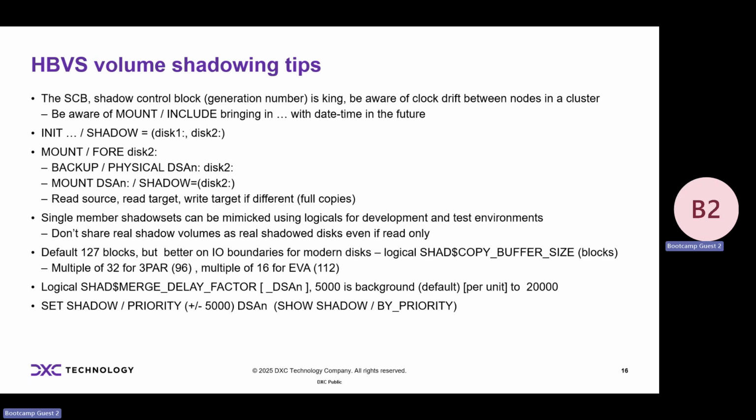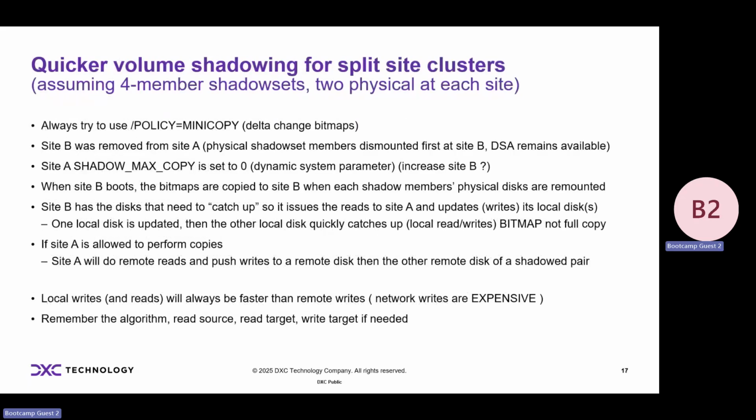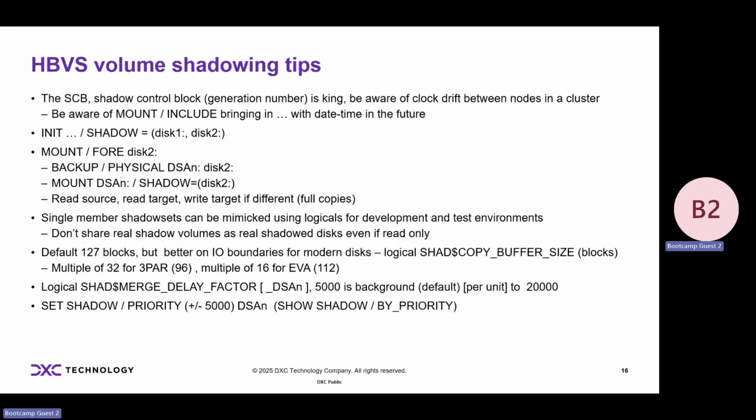If you have a development environment and you want to mimic your live environment, but you don't have a shadowing license, or even if you do have a shadowing license, the easiest thing is to mimic the DSA using logicals. That's the safest way of doing it. We did have a bit of an interesting situation where we were mounting, read-only, shadow units that were also mounted on other systems, which again is something that VSI would very strongly discourage you from doing, but it does confuse the system. So the best way to do it is to use logical names.